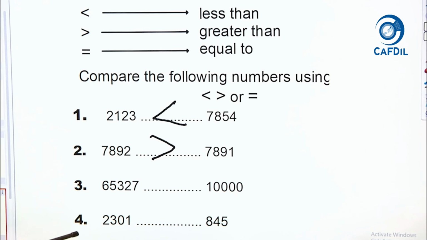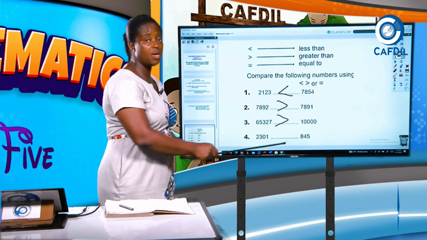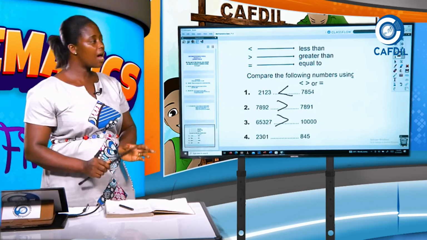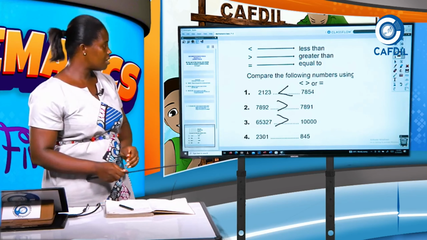Okay, another example. We are comparing this number and this. Which sign are we using? First, you count the digits. 1, 2, 3, 4. And here we have 1, 2, 3. You can see that the first number has 4 digits and the second number has 3 digits. So automatically, the higher the number of digits, the bigger.